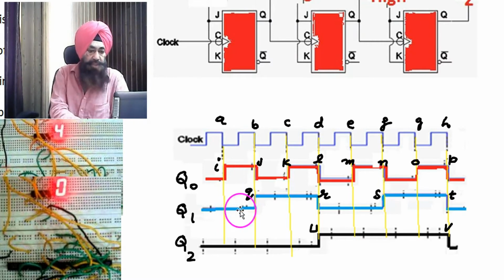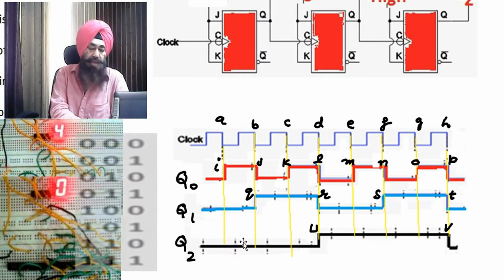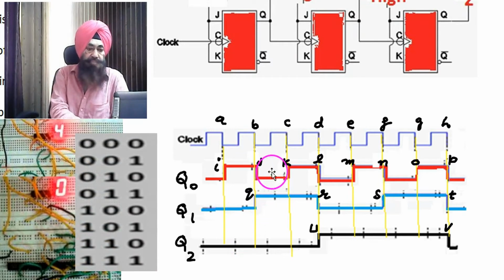1, 0, 0. Okay. This is the second count. Then 0, 1, 0. Third count. 1, 1, 0. Next count. Then here 0, 0, 1. Next count. 1, 0, 1. Next count. 0, 1, 1. Next count. 1, 1 and 1.